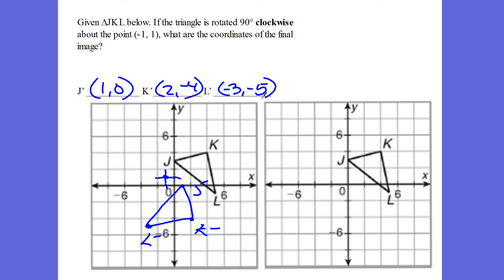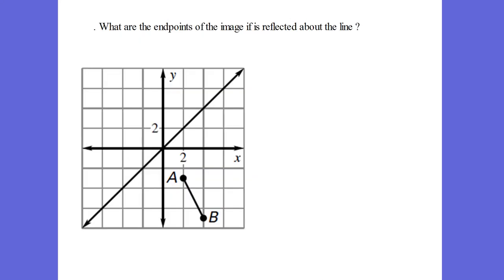Like that. So that should be the answer for that one. So that's going to be one of those weird ones. So hopefully if you do it with patty paper, you can do it correctly there. So, all right, let's take a look at right here. What are the endpoints of the image if it's reflected over the line? Now, what line is this?